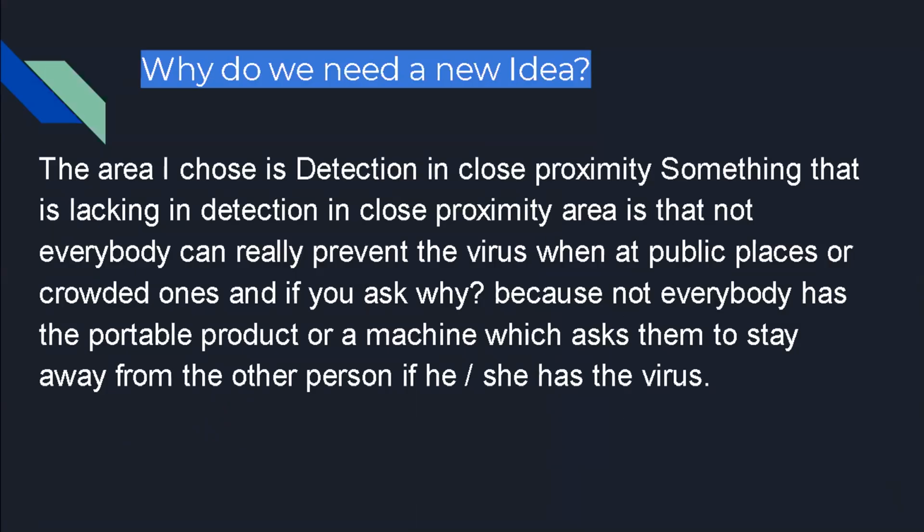Okay, so why do we need a new idea? The area I really chose is detection in close proximity. When you are in close proximity, you don't really have a solution to find anybody who's near you and infected with the virus. I'm going to throw a few questions at you. Take this for instance, that you are in a crowded place during this particular time. How would you get alarmed or prompted if there is an infected person near you?